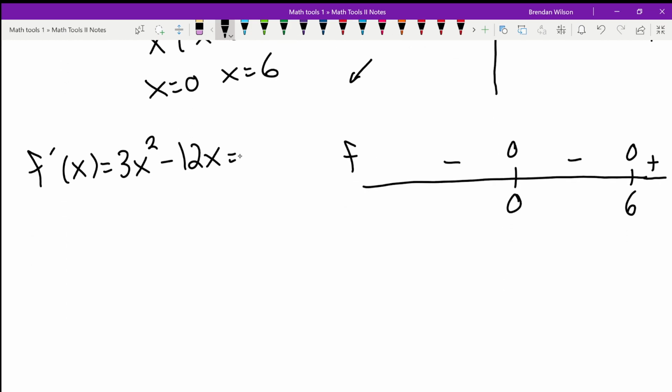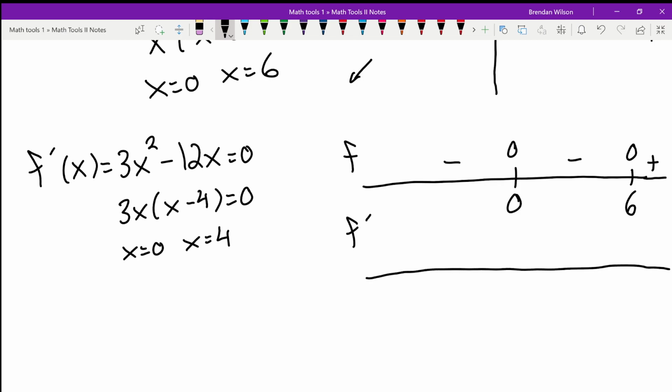So here we can set this equal to 0 to find our critical points. Let's see, we can pull a 3x out. So we get x minus 4 equals 0. So we have x equals 0 and x equals 4 as our critical points. And then we can do a sign chart for f prime. And it's kind of nice to lay these out right beneath each other like this.